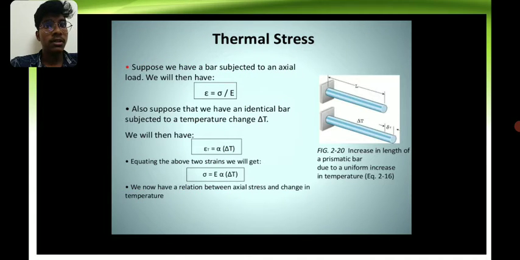Thermal stress: suppose we have a bar subjected to an axial load. We will then have epsilon is equal to sigma by E. Also, suppose that we have an identical bar subjected to a temperature change delta T. We will then have epsilon T is equal to alpha into delta T. Equating the above two strains, we will get sigma is equal to E into alpha into delta T. We now have a relation between axial stress and change in temperature.